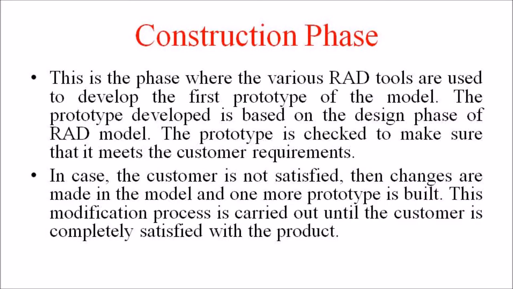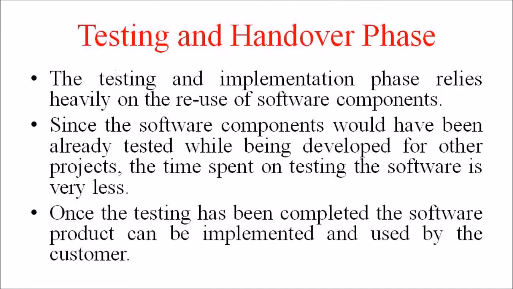In the construction phase, various RAD tools are used to develop the first prototype of the model. The prototype developed is based on the design phase of the RAD model. The prototype is checked to make sure that it meets the customer requirements. In case the customer is not satisfied, changes are made in the model and one more prototype is built. This modification process is carried out until the customer is completely satisfied with the current product.